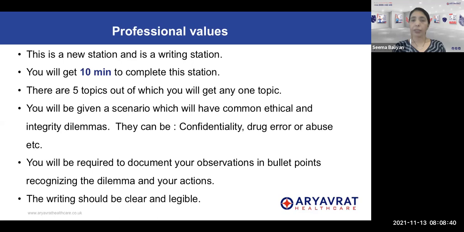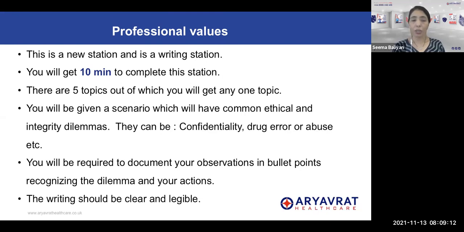So that completes our skill stations, all the 16 skill stations. We will, of course, be individually going and practicing all the skills subsequently in our training. Apart from the skills, there are 2 additional new stations which I had spoken about earlier in the presentation. The first one is the professional values. It is very important that we understand what exactly is meant by professional values, what these values are, and what the examiners are expecting you to write in that.